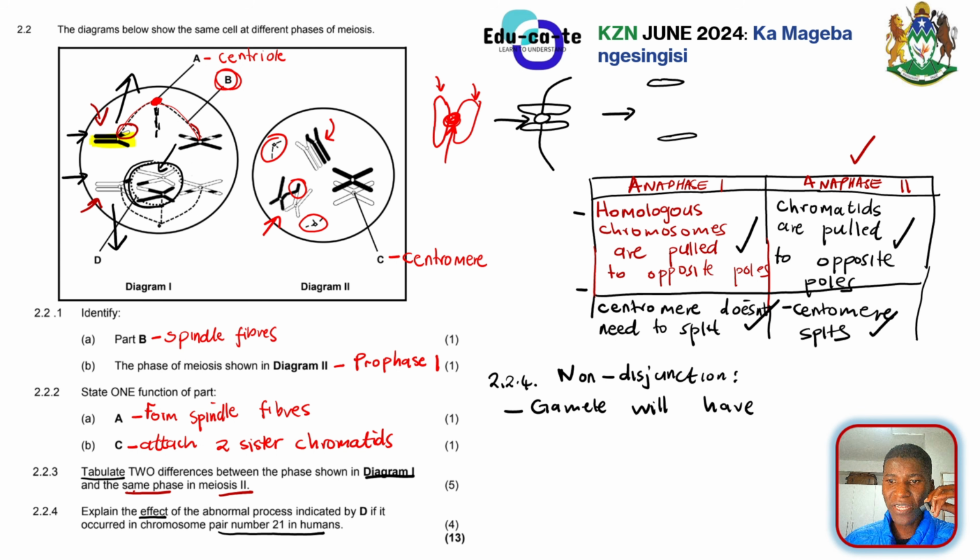So basically, I've made a video explaining abnormal meiosis. Check it out if you don't have a good understanding on this one. So the gamete will have 24 chromosomes, or you can say the gamete will have an extra chromosome. This is only for human beings, because human beings must have 23. It only applies to us as human beings. All right, and now that the gamete has got 24 chromosomes, what will happen when it fertilizes with a normal gamete?